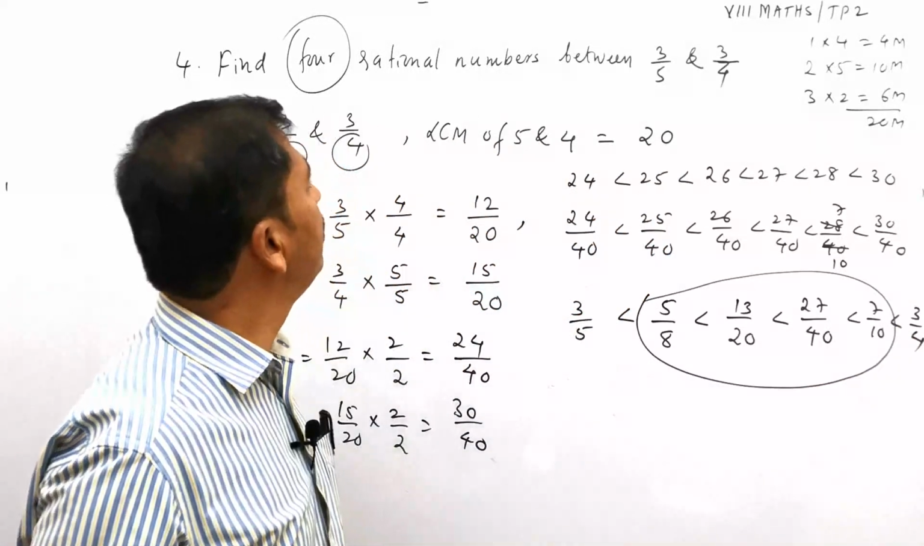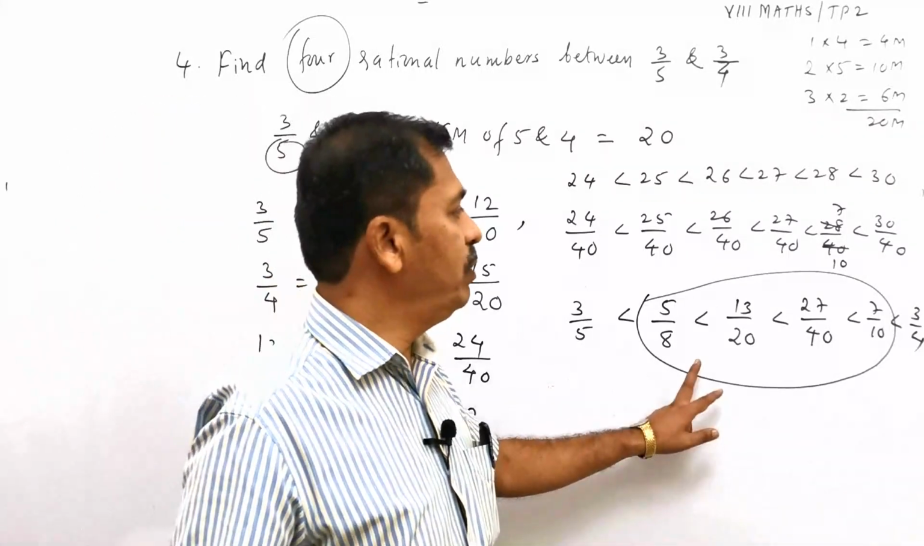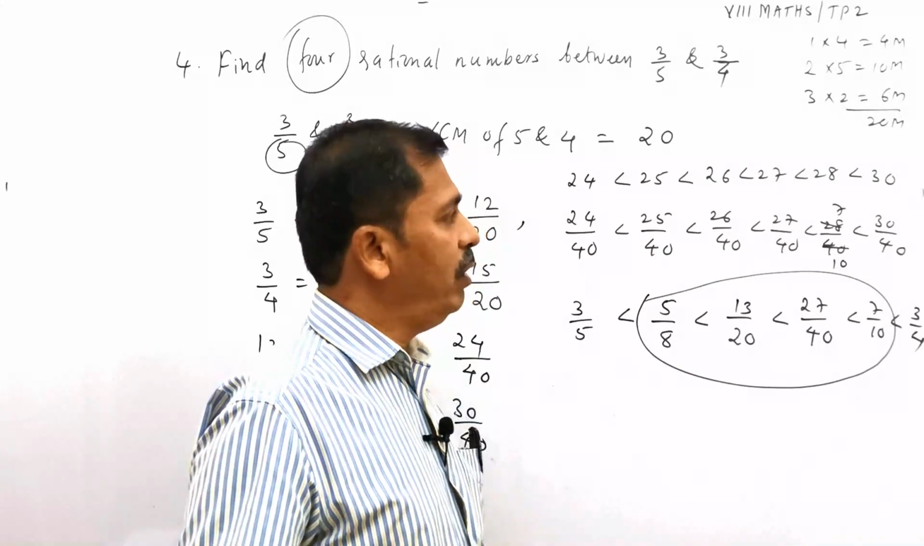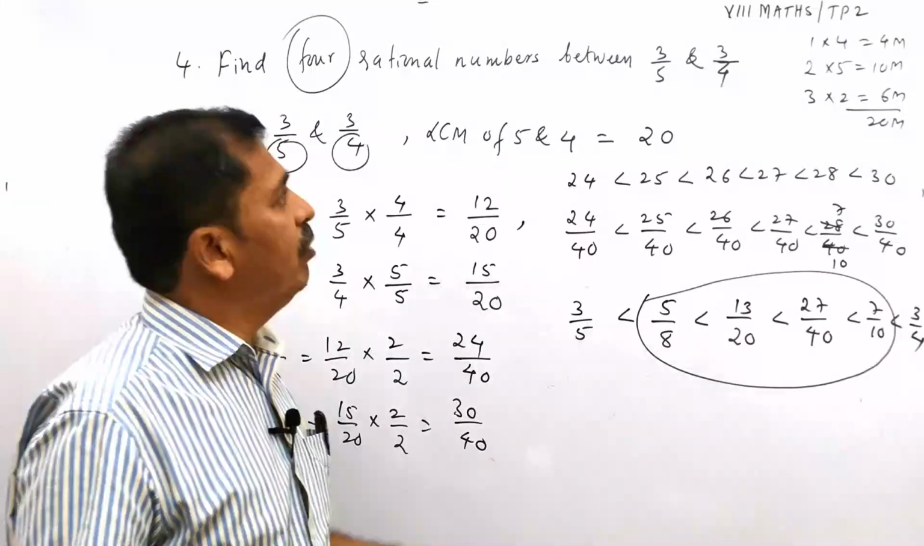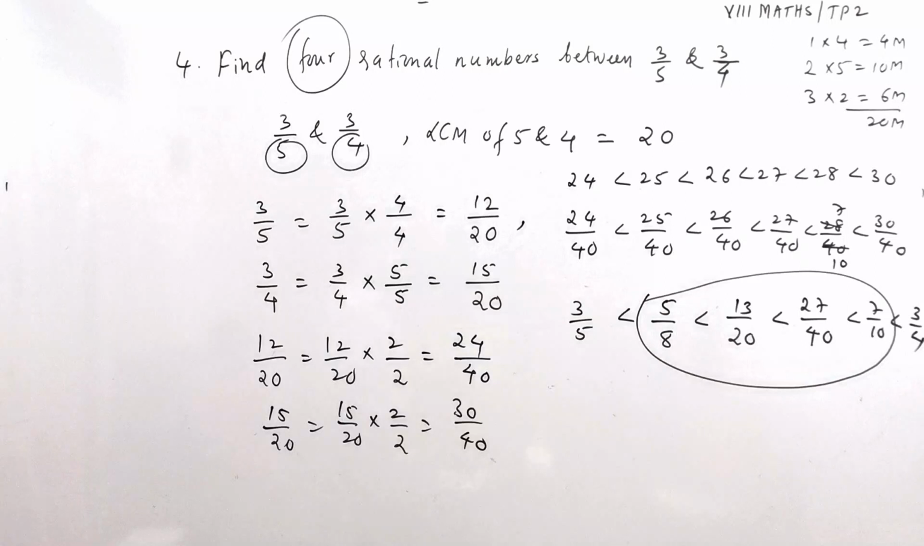I have calculated the 4 rational numbers in between 3 by 5 and 3 by 4. So this is the way of solving the problem, or the way of inserting the rational numbers between the given rational numbers.